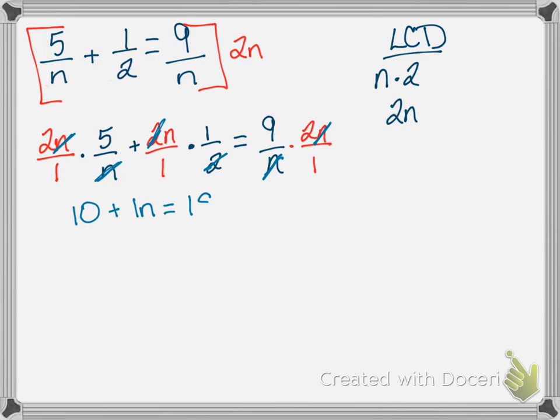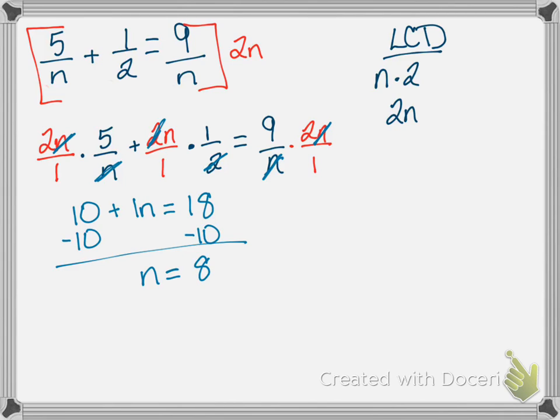Good. And I'm thinking we probably don't need 60 seconds to solve this. What do I do? What do I do to solve this? Move the 10 over. Move the 10 over. So I'm going to subtract 10 from both sides. And I got n equals 8.